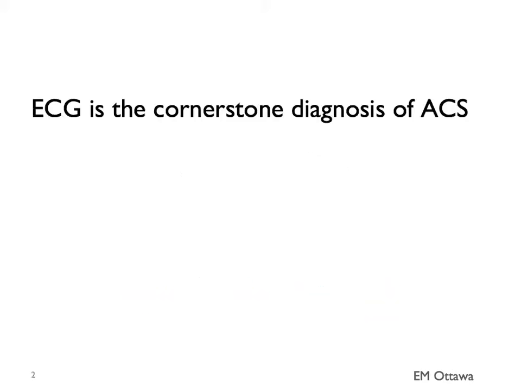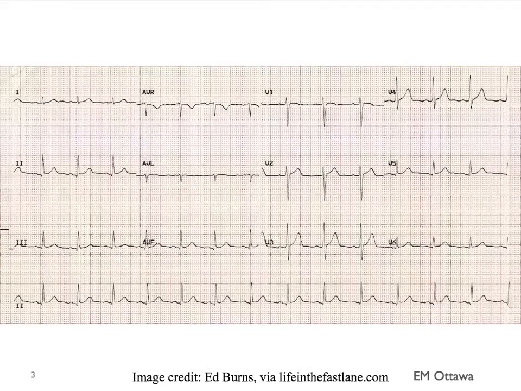ECG is the cornerstone diagnosis for ACS. Keep in mind that if your first ECG did not show any abnormalities and the patient is still having symptoms, we often repeat it. This is a normal 12-lead ECG.